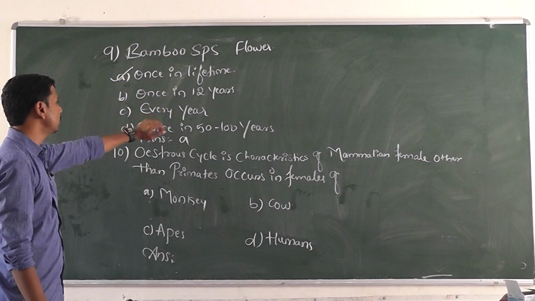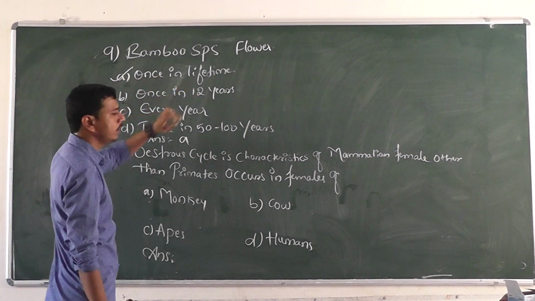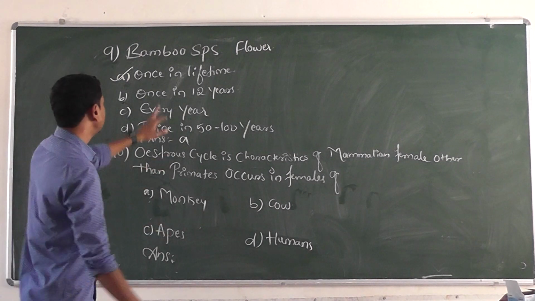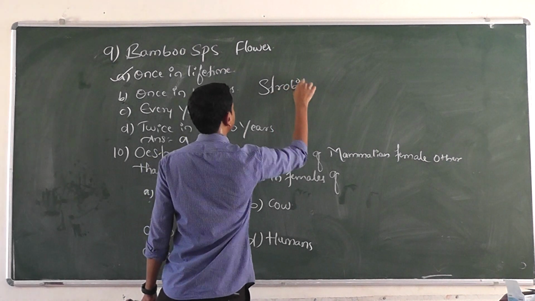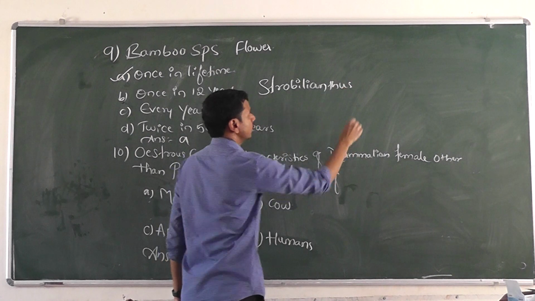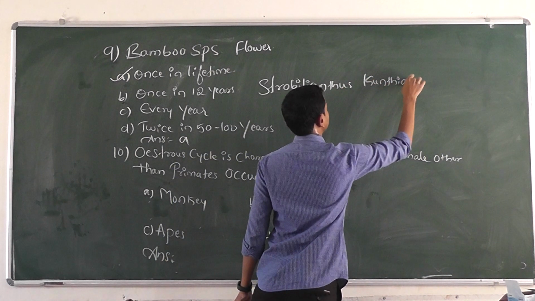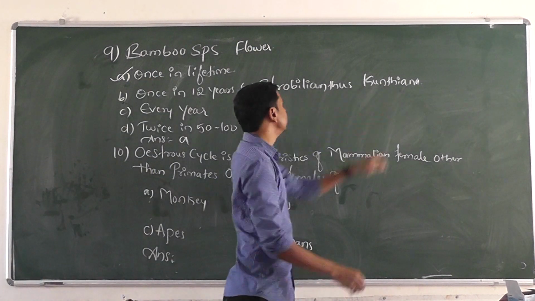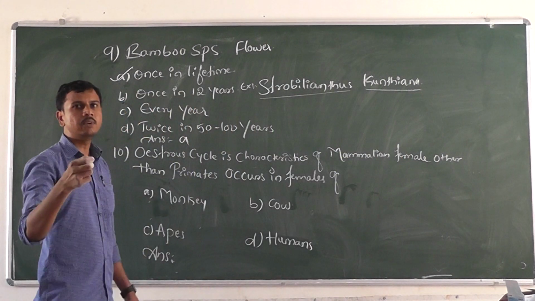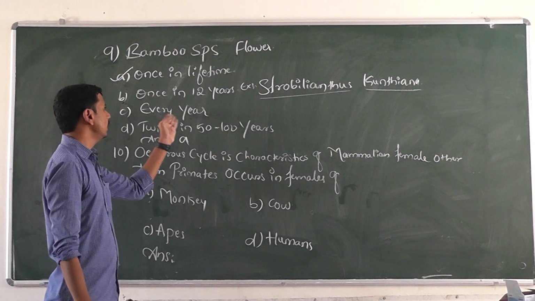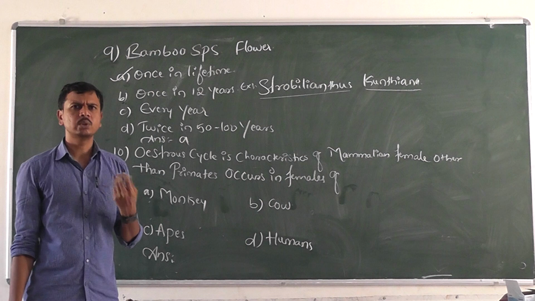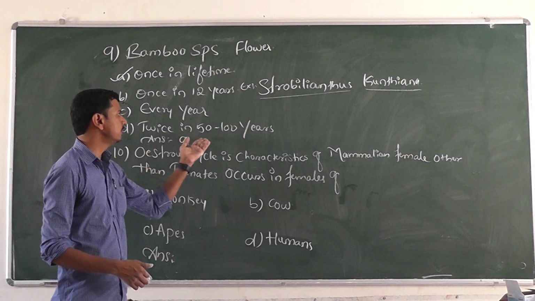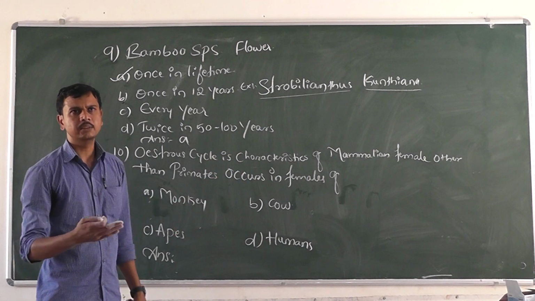So now what about the second, third and the fourth one here? Once in 12 years, we also consider if there is some species which can flower once in 12 years. That is Strobilanthes kunthiana. So the Strobilanthes kunthiana is the species which is going to flower once in 12 years. You already know that most of the plants give flower every year. Even in the case of twice in 50 to 100, there are some plants which can give the flower at 50 to 100 years.